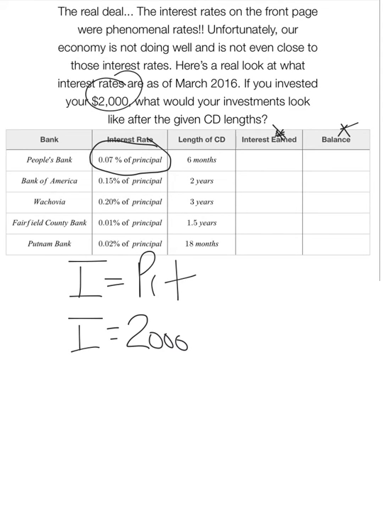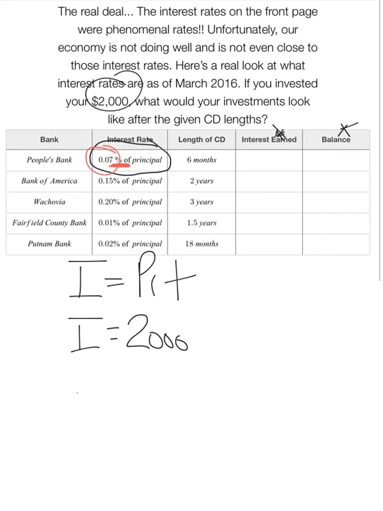Now we have to be careful here. R stands for the rate, which in this case is 0.07%. Now you might say that's a decimal. It is not a decimal, it's a percent. And how do you know it's a percent? Well, it has the percent sign attached to it. So yes, it's a very small number, but it's not in decimal form. Right now it's in percent form.